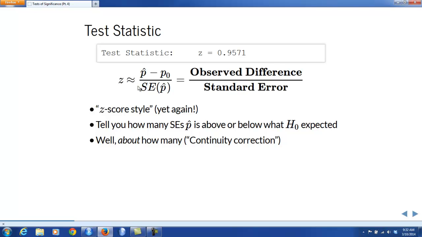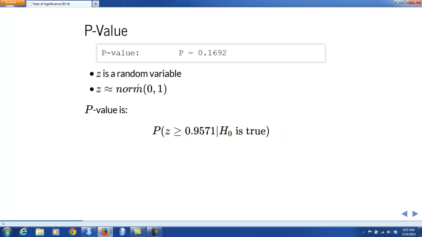What actually is going on is something called a continuity correction, and we're going to explain that very soon. Let's move on now to the p-value. The p-value is given as 0.1692. Let's think about what it all means.